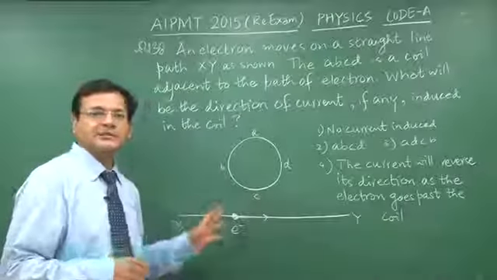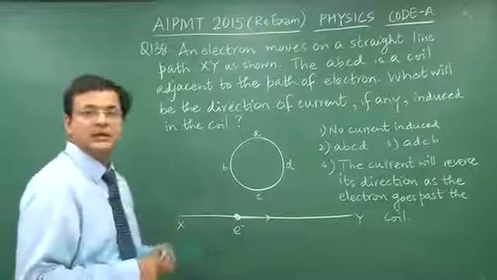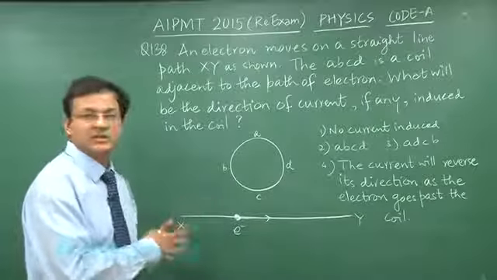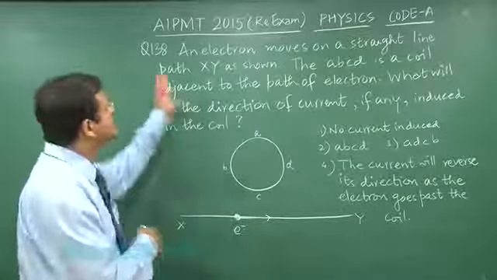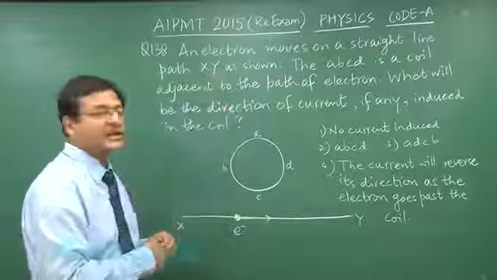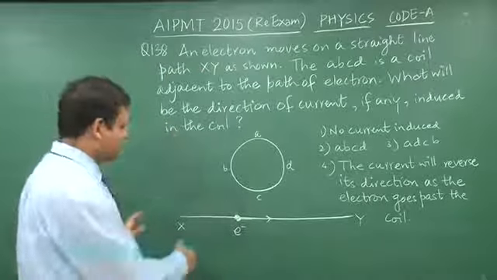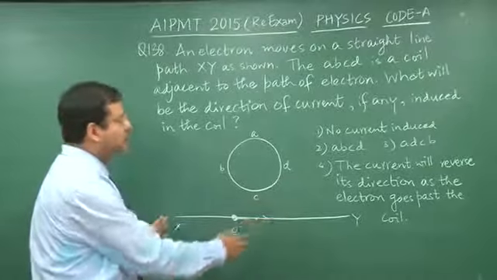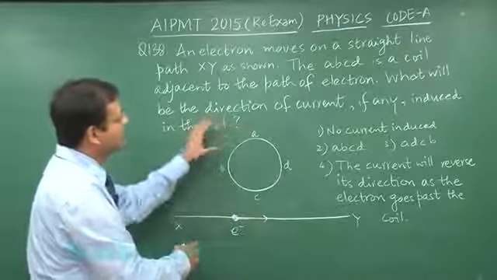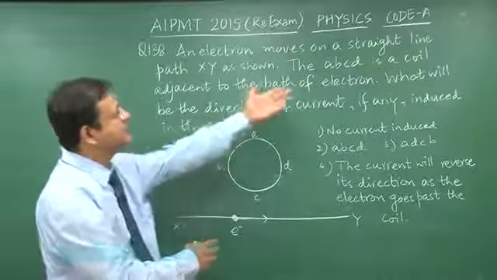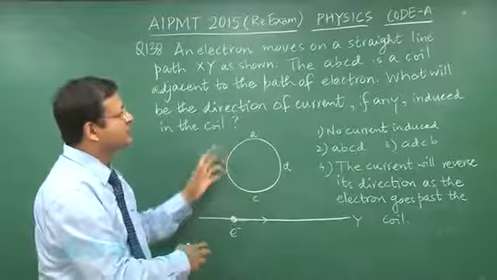Now in the next question, that is question 138, it's a very standard question and you can see that thing in our study packages also. An electron moves on a straight line path XY as shown. You can see the path has been shown of the electron. It is approaching a coil. The coil has been given the name ABCD, a coil adjacent to the path of the electron.